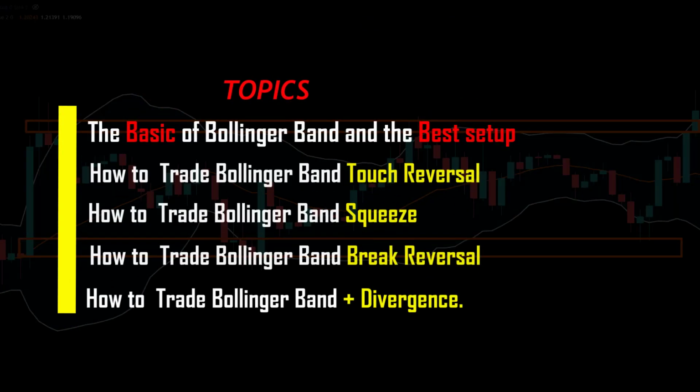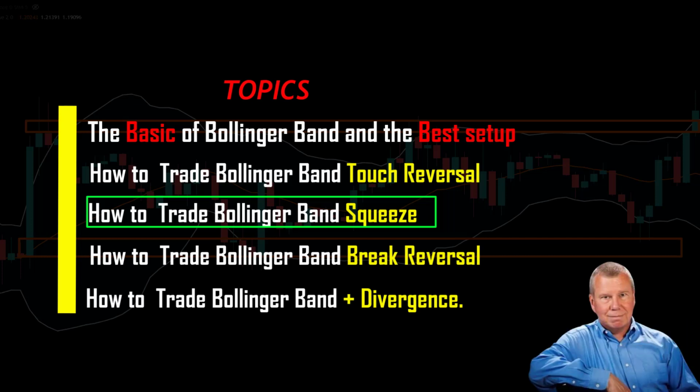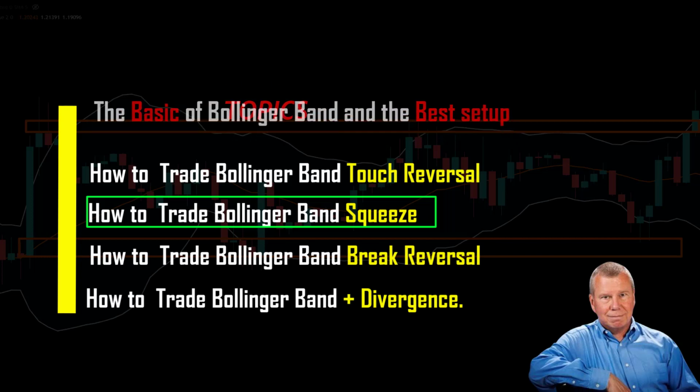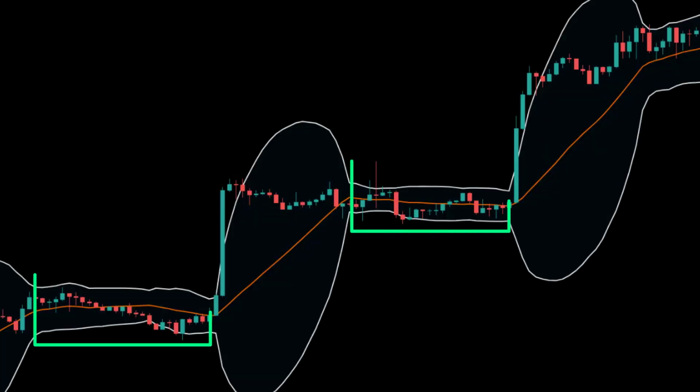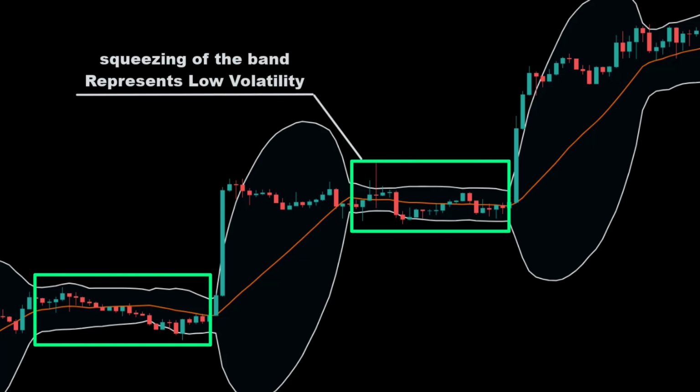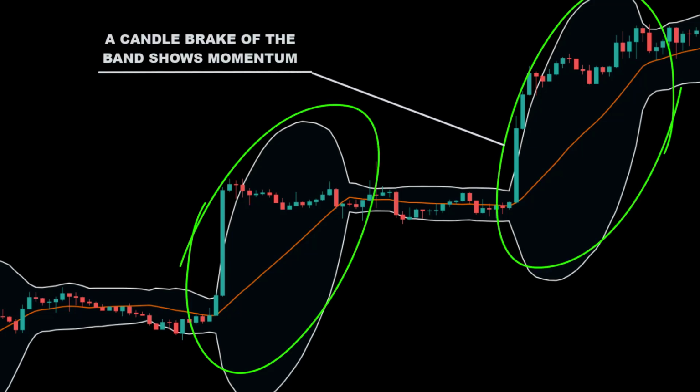The next strategy that we are going to be looking at is how to trade Bollinger Band squeeze, and we're going to look at this strategy from the founding laws of the creator of the indicator, John Bollinger. According to John Bollinger himself, periods of low volatility are often followed by periods of high volatility. In simplified terms, when you notice a squeezing or narrowing of the bands, that represents low volatility, which then might lead to a breakout with momentum and high volatility.